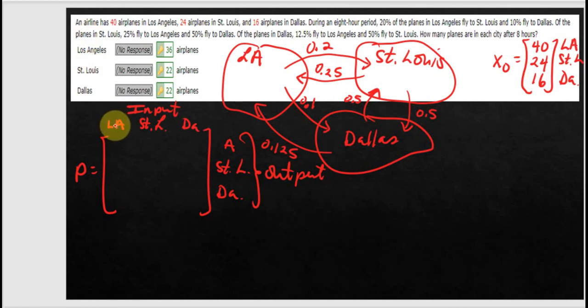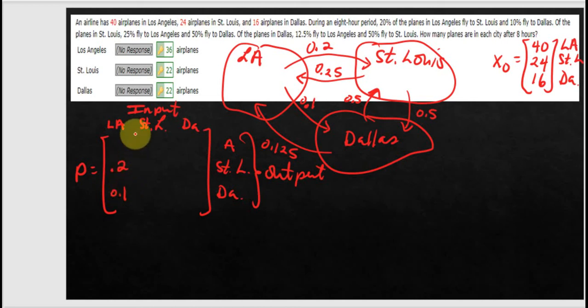So from, when it says of, that means from. So from LA goes to St. Louis, that's 0.2. So here, that's 0.2. And then LA goes to Dallas, that's 0.1. Right? Now this is going to be a Markov chain, as we define what's called the stochastic matrix. It is basically just a probability matrix, which means that each column must add to 1.